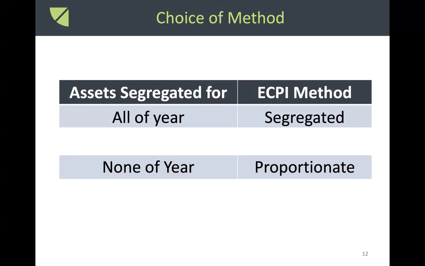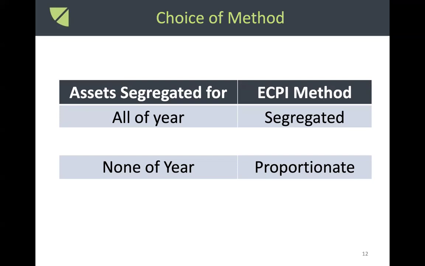If the assets are segregated for the entire year, you must use the segregated method. In other words, you must calculate 100% ECPI for that fund for all periods where the assets are segregated, which in this case is for all of the year. So all of the income earned throughout the year will be 100% exempt. And in fact, if that's the case, you don't need an actuarial certificate, because the theory being anybody can work out that the ECPI is 100%. You don't need to be an actuary to work that out.